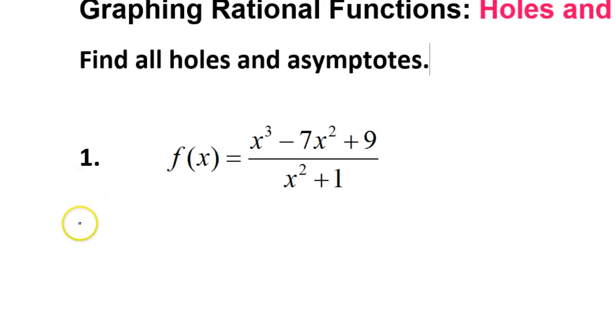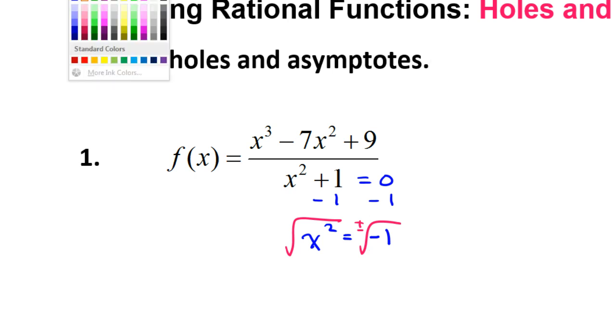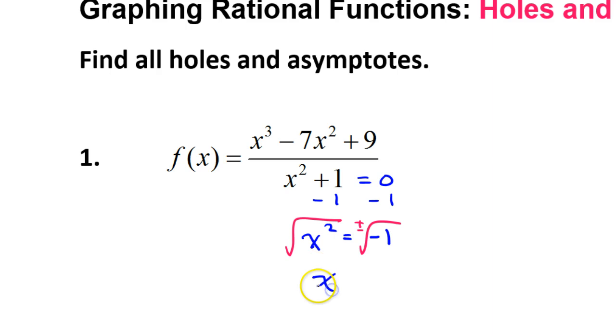So first, good old-fashioned vertical asymptotes. Vertical asymptotes we would find by setting the denominator equal to 0. So let's do that. If we set the denominator equal to 0, then of course we would subtract 1 from both sides. That would give us x squared equals -1. But then we would want to take the square root of both sides. Don't forget your plus or minus. But right here we see we're about to get imaginary solutions. That means there are no vertical asymptotes.